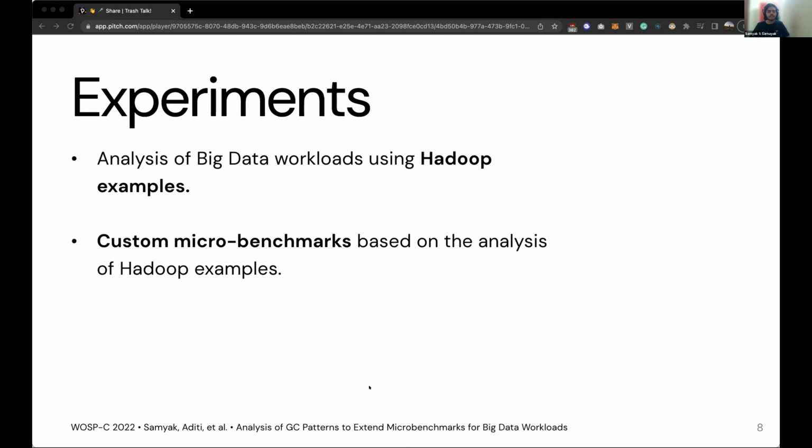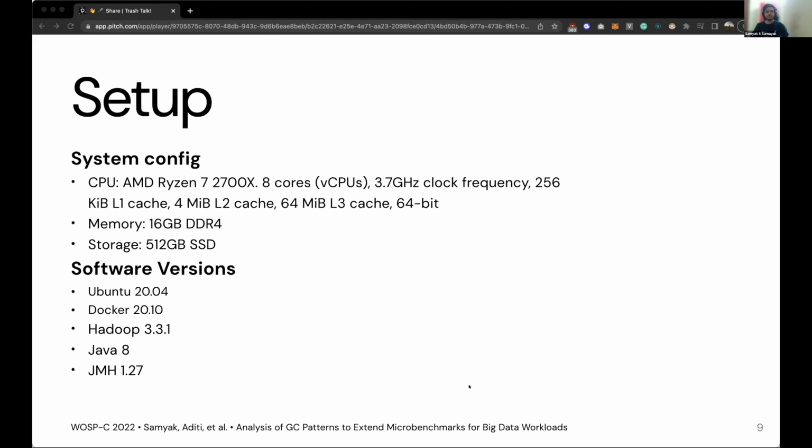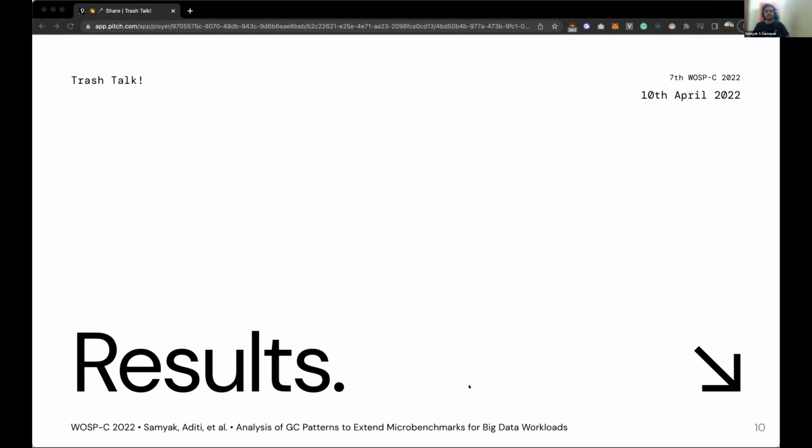To see the pipeline in action, we ran it on some of the Hadoop example programs. These include programs and data of various sizes. And using the results from this pipeline, we implemented a few micro benchmarks to see how certain programming patterns affect performance. And these are the details of the hardware and software setup on which we ran our experiment. Moving on to the results.